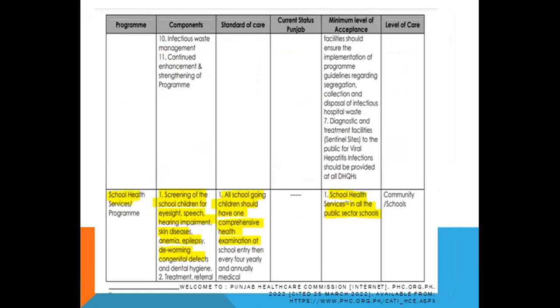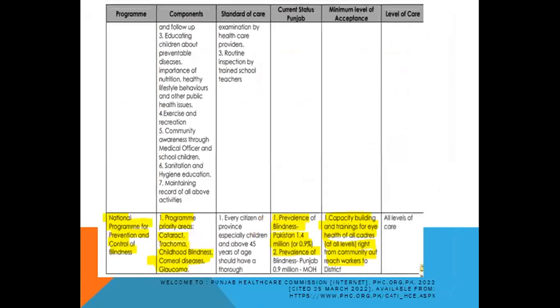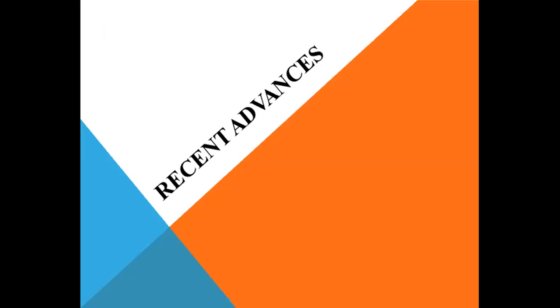Then school health services, there should be screening of school children for eyesight, speech, hearing impairment, skin disease, and anemia, with school health services in all public sector schools. In the national program for prevention and control of blindness, there should be capacity building and training for eye health at all levels. These are all promotive services. Now come some recent advances.